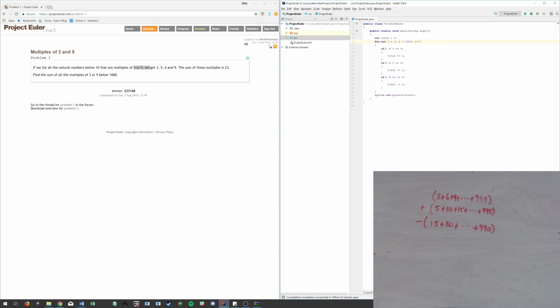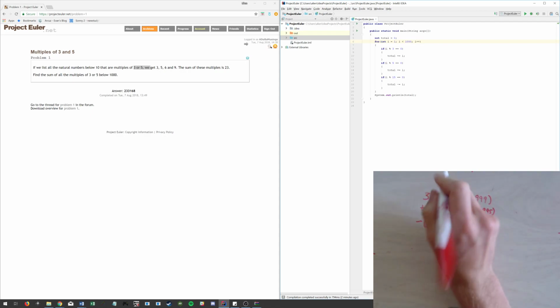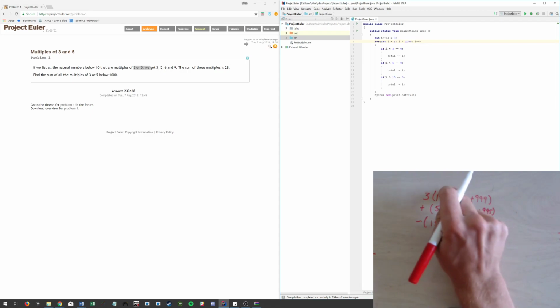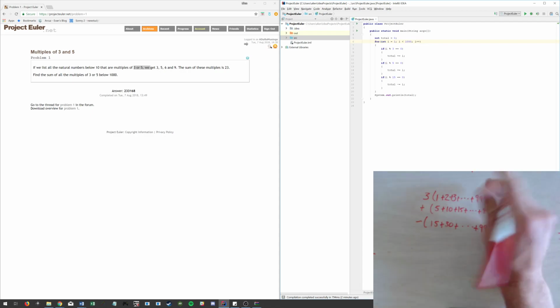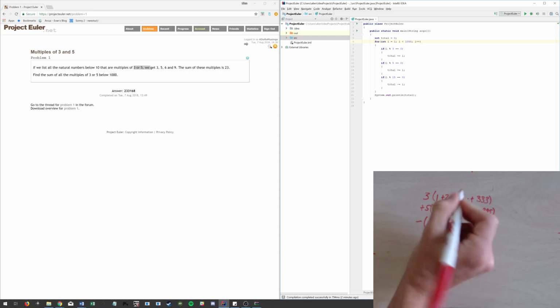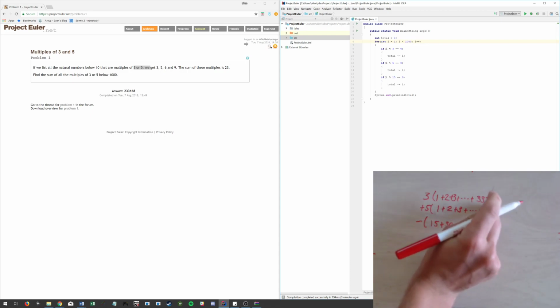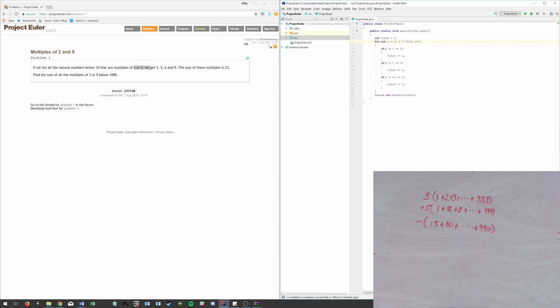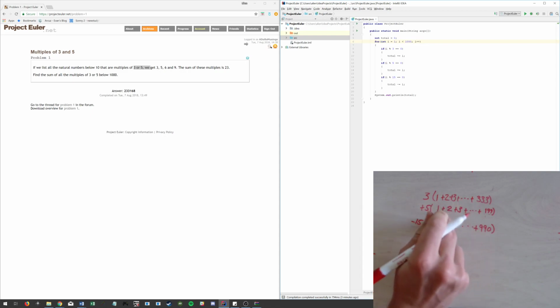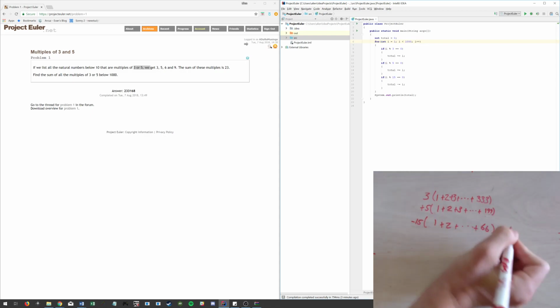First, begin by factoring out the common factor in each of the sums. So here the common factor is 3. So if we factor out 3, this 3 becomes 1, 6 becomes 2, 9 becomes 3. 999 divided 3 is 333. Do the same thing for this sum. Factor out 5. 995 divided 5 is 199. Do the same thing down here. And 990 divided 15 is 66.